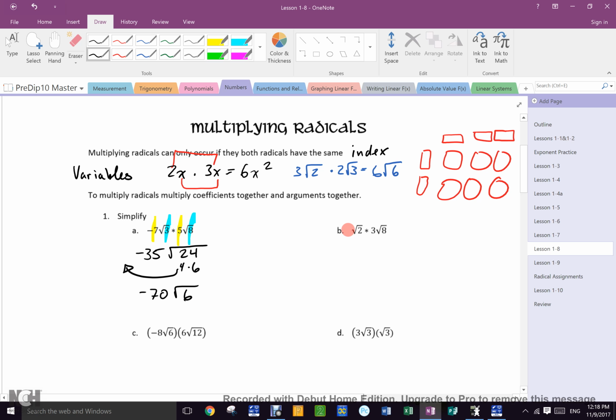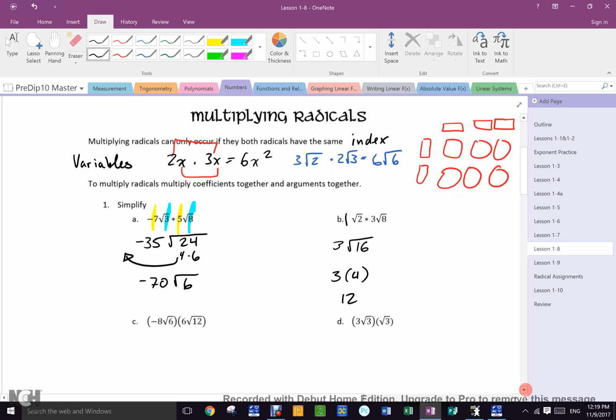What's the coefficient with b? 1. What's 1 times 3? 3. What's 2 times 8? 16. Root 16 simplifies to 4. That's 3 times 4, which is 12. Everybody good? See what I mean? Coefficient times coefficient, radicand times radicand. Super easy. But you have to bring everything else you know about radicals to the party. So is it just 12 then? Yes. Okay. Because the root of 16 is 4. Right. All right?